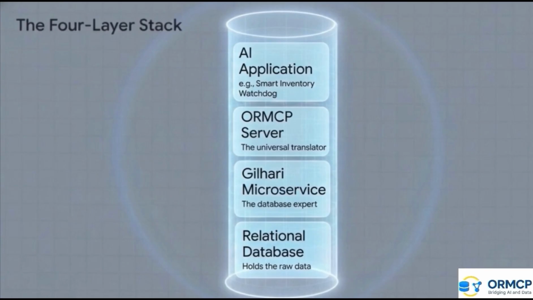Everything, and I mean everything, flows through this 4-layer stack. You've got your AI, the brains of the operation, at the very top. And way down at the bottom, you have the database, the memory. The real magic? That happens right in the middle, with our 2 essential translators, the ORMCP server and the Gilhari microservice. Each one has a very specific job, and together they build this super secure and efficient channel for communication.